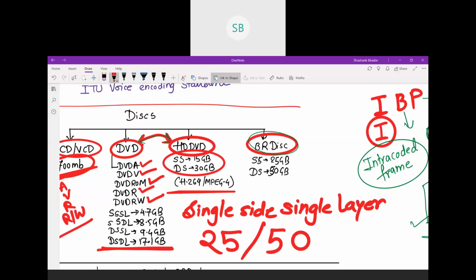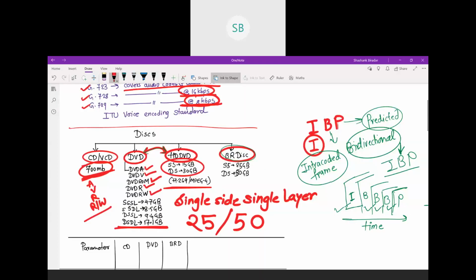So there is not that much difficulty in understanding these things, I guess. In the examination they can ask you to write the basic differentiation between these four things. So you must know the parameters. What could be the parameters? The first parameter is what?